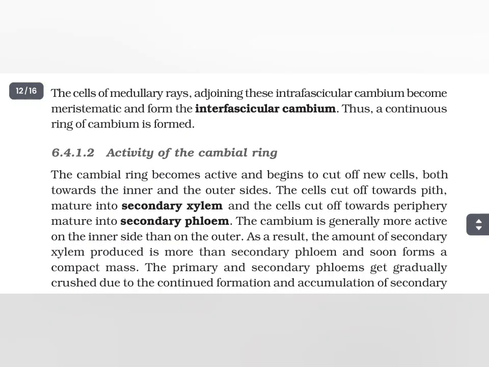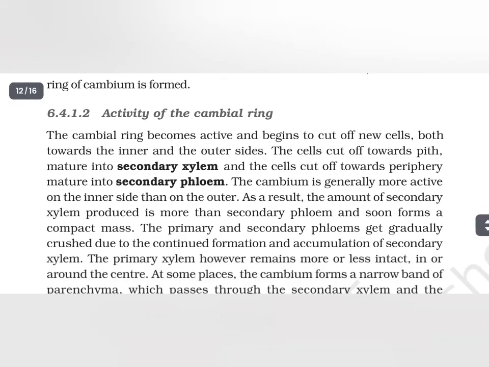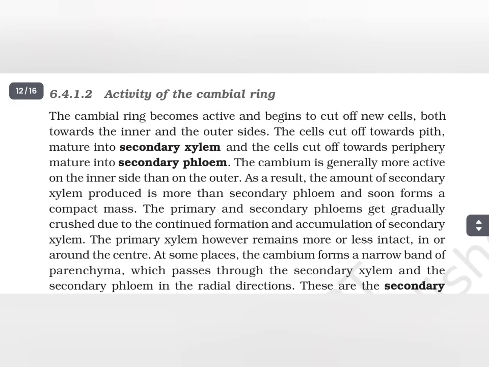The medullary cells adjoining these intrafascicular cambium become meristematic and form the interfascicular cambium. Thus, a continuous ring of cambium is formed. Activity of the cambial ring. The cambial ring becomes active and begins to cut off new cells both towards the inner and the outer sides.